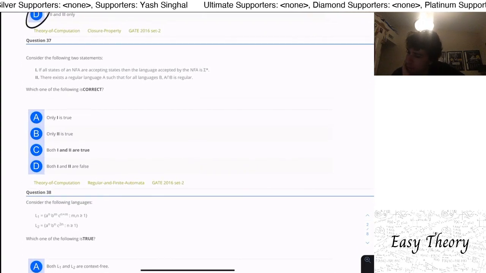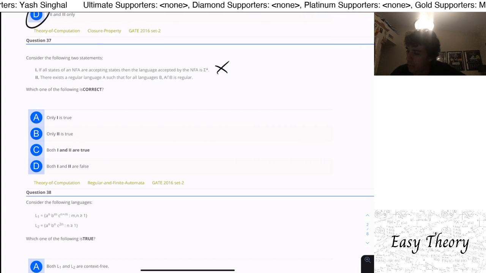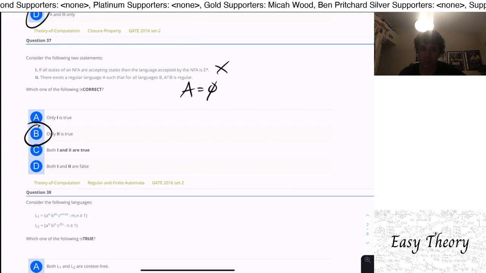If all the states in the NFA are accepting, then the language of the NFA is sigma star. Nope, that's not true. Okay, we did this one. If A is the empty set, then A intersection B for any language B is the empty set, which is regular. So 2 is true, so only 2 is true. So that would be that one.